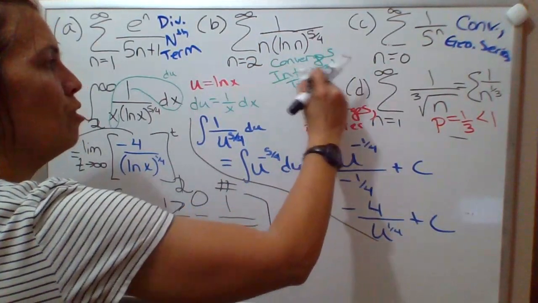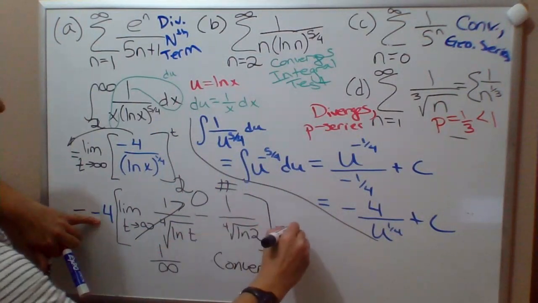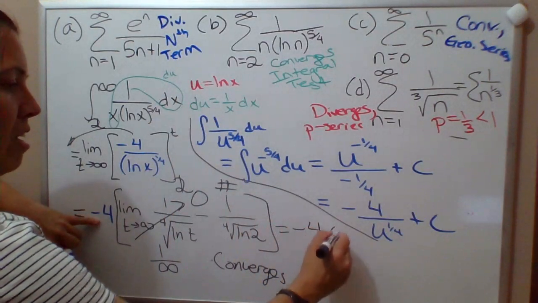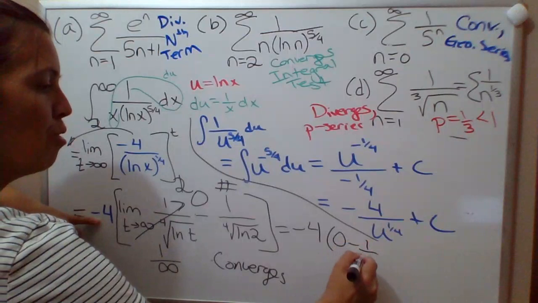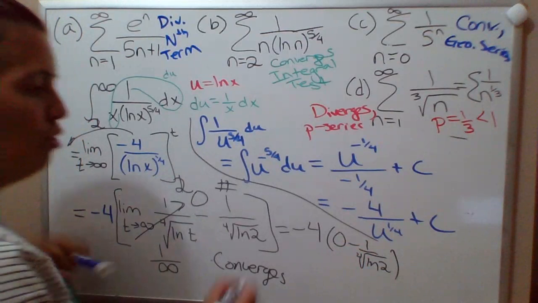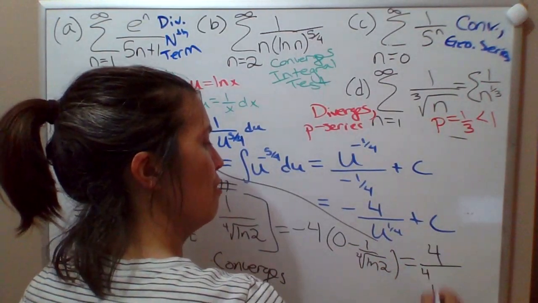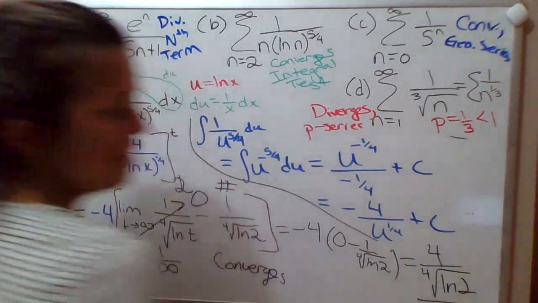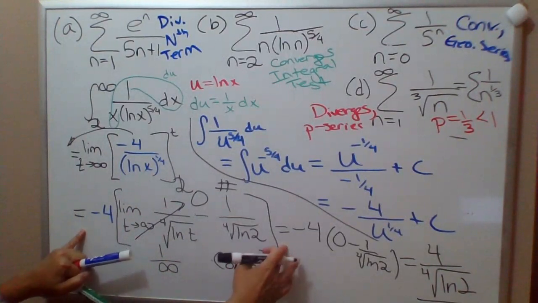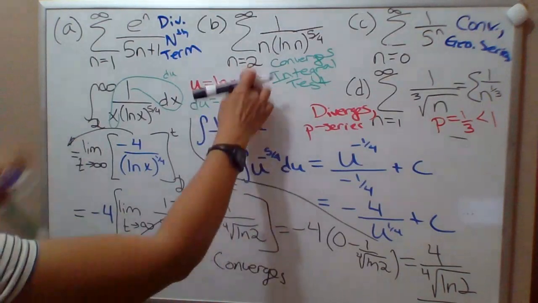However, just to show you how you work through it, I'd like to get a complete answer here. So our final answer, if we were evaluating the integral, converges to negative 4 times 0 minus 1 over the 4th root of natural log of 2. Negative times a negative, so positive 4 over the 4th root of natural log of 2 is what the integral converges to. But again, I'm fine with it if you stop here, because at this point it's a finite number. So the integral converges, and so the series converges.